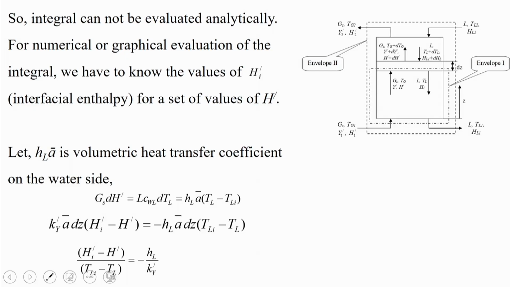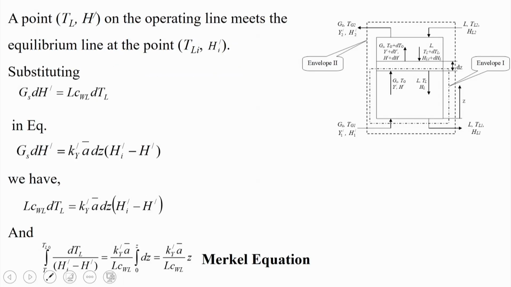We made this equal to minus the right-hand side, which is why we have changed the direction of these temperatures, that is T_L_I minus T_L, because we know that the temperature of the liquid will go on decreasing from the top to the bottom. By manipulation we get (h_I' minus h') by (T_L_I minus T_L) equal to minus h_L by k_y'. So, the point T_L and h' on the operating line meets the equilibrium line at the point T_L_I and h_I'.